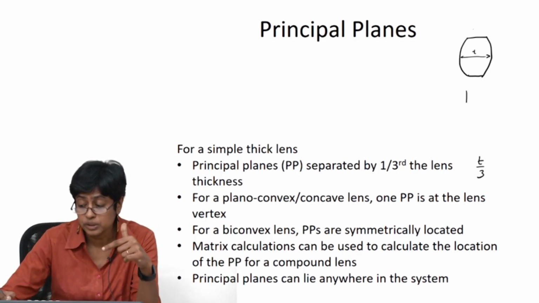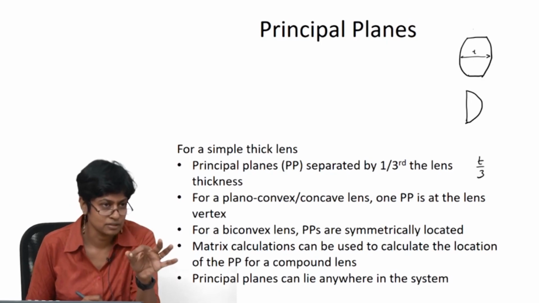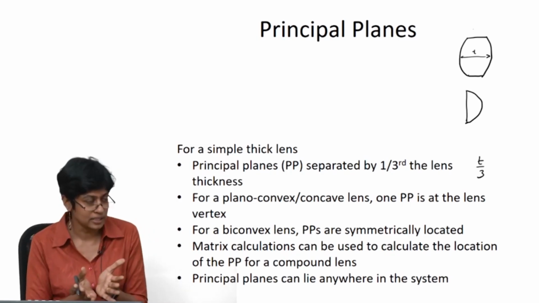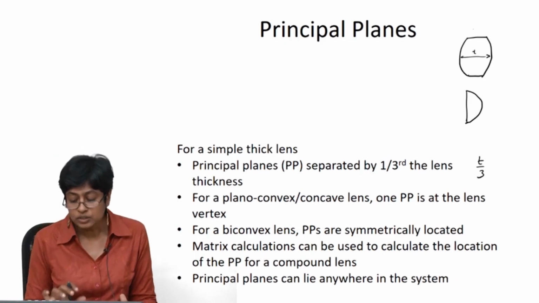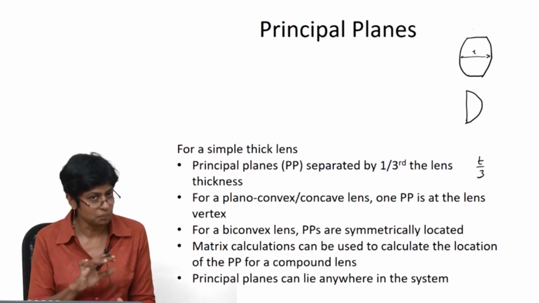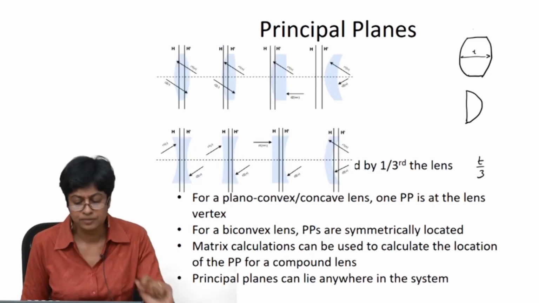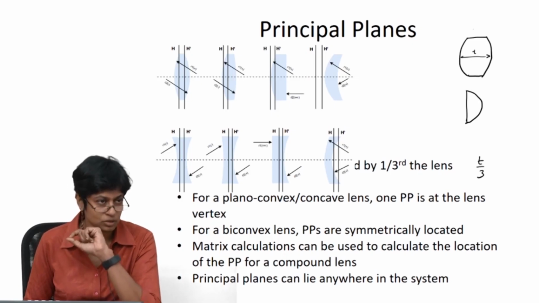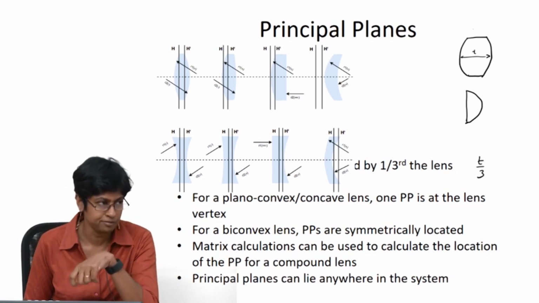If you have a lens which has a planar surface, one of the principal planes is always going to lie at the lens vertex. Okay. If you have a biconvex lens, they are going to be symmetrically located, and you can always use matrix calculations as we did in the morning to find out the location of the principal planes. So, I have some images here for different simple thick lenses, and for each of these cases the principal planes have been located.